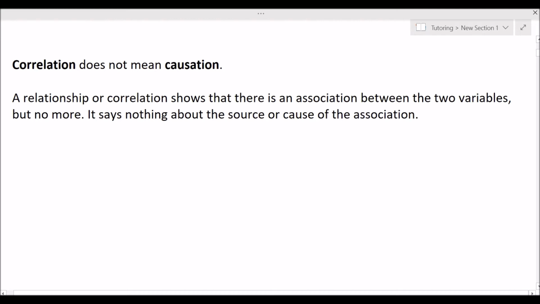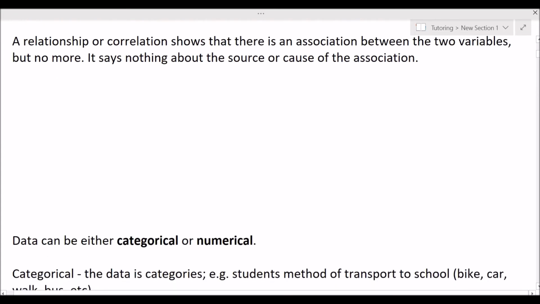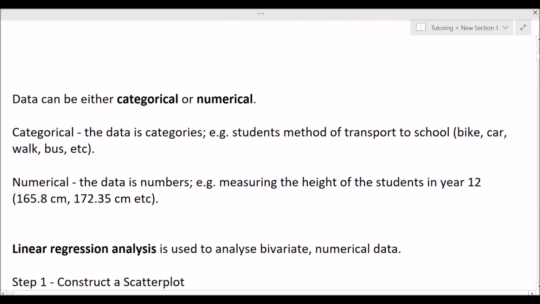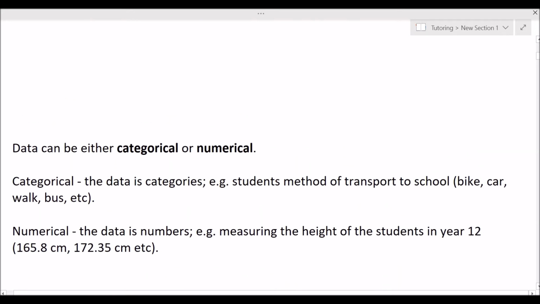There might be other factors involved, like just pure coincidence, or there might be some other variables that are involved that are confounding the situation, that are making things confusing. Okay, now we need to categorize our data, because our data can be either categorical or numerical.